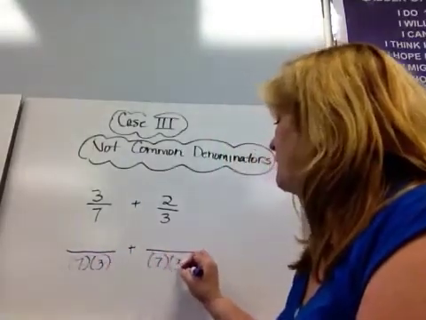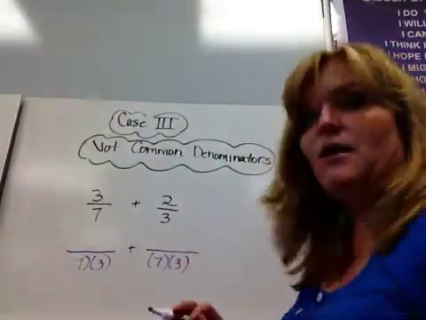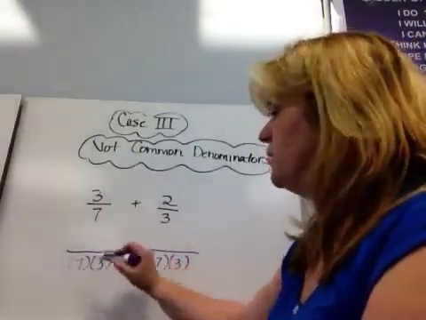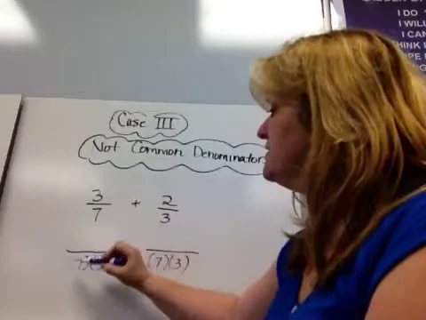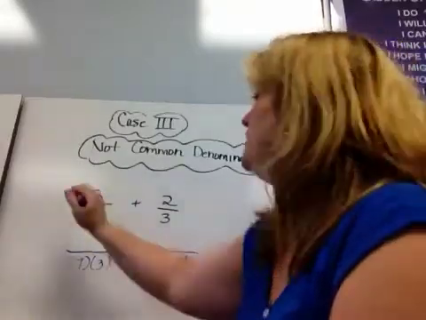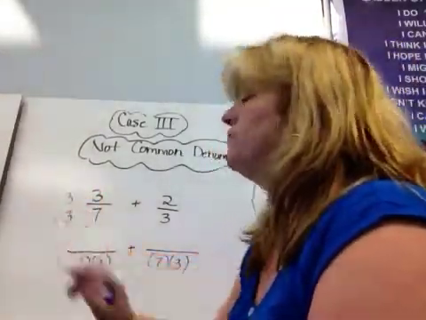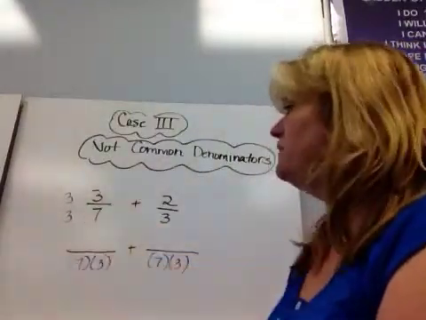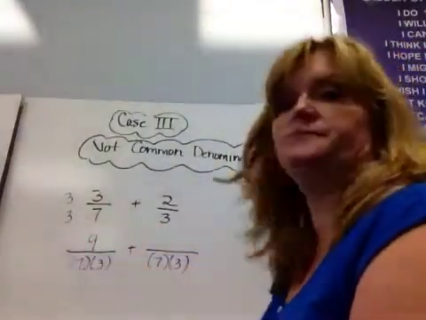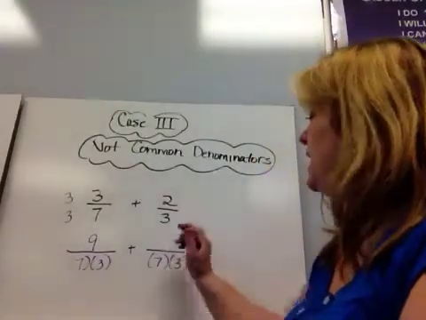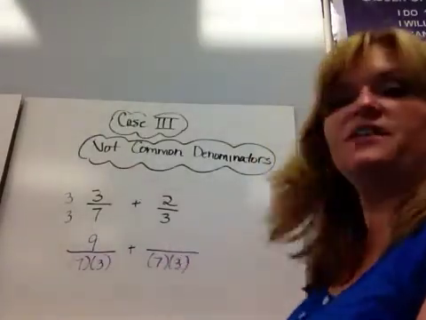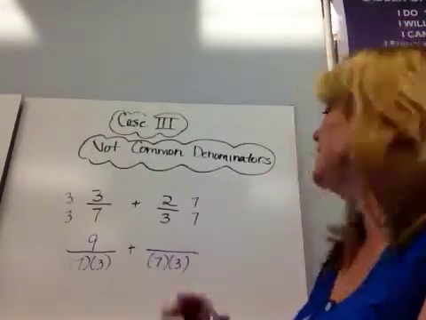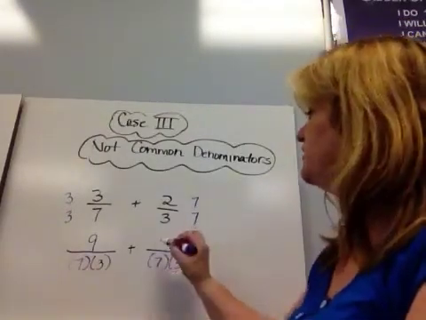Okay? Now here's where your smart one comes in. I know that this is 21, if you will. I say, okay, I have a 7 in there. What am I missing? I'm missing a 3, so I'm going to use a smart 1 of 3 over 3, and I'm going to multiply that fraction by that. Now I have the 21 in the denominator, and the numerator is 9. Here, I have the 3, but I'm missing the factor of 7, so that's my smart 1. That's 7 over 7. There's my 21 in the bottom, and it's 14.